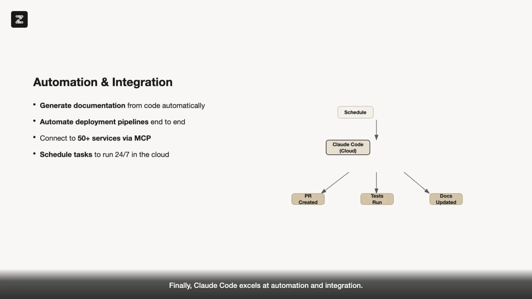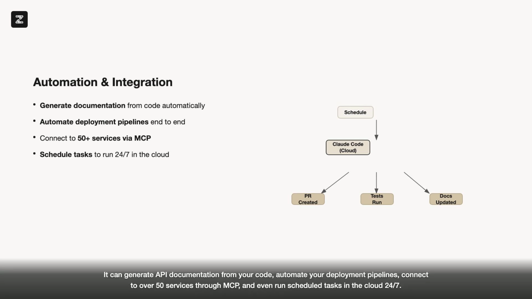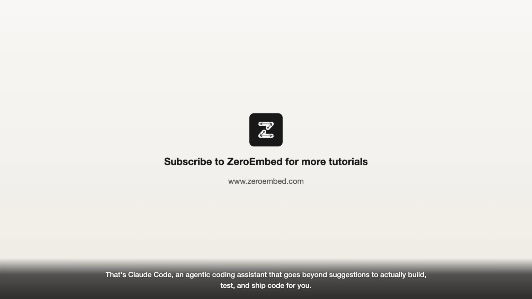Finally, Claude Code excels at automation and integration. It can generate API documentation from your code, automate your deployment pipelines, connect to over 50 services through MCP, and even run scheduled tasks in the cloud 24/7. Imagine setting up a task that automatically reviews every new pull request, fixes linting errors, and updates documentation, all without any human intervention. That's Claude Code, an agentic coding assistant that goes beyond suggestions to actually build, test, and ship code for you.